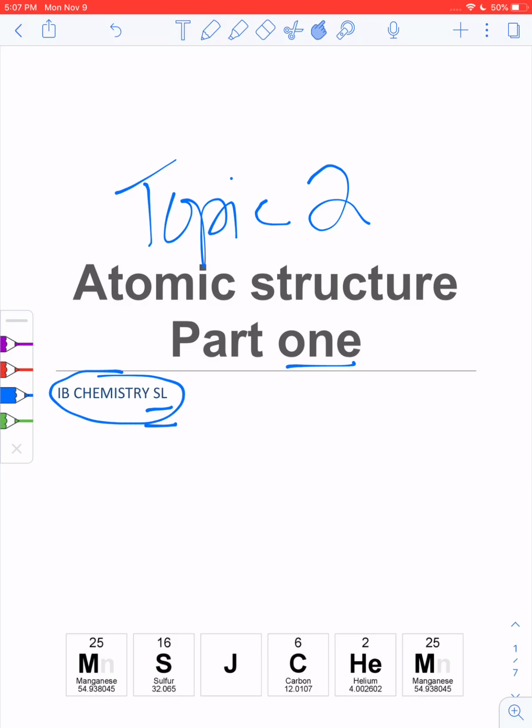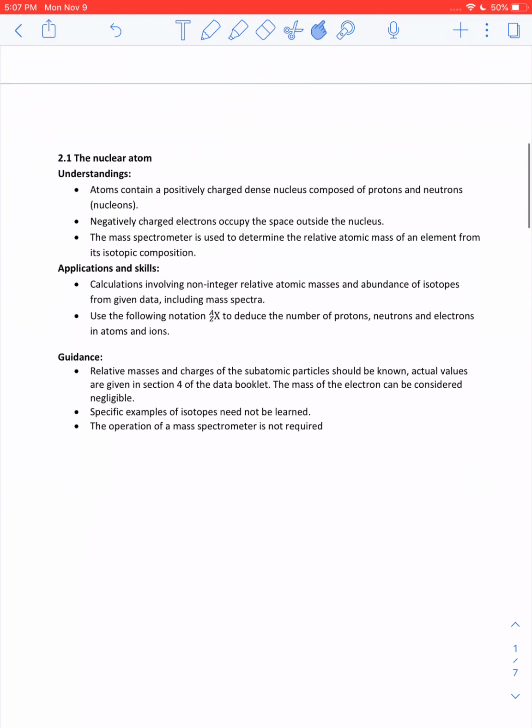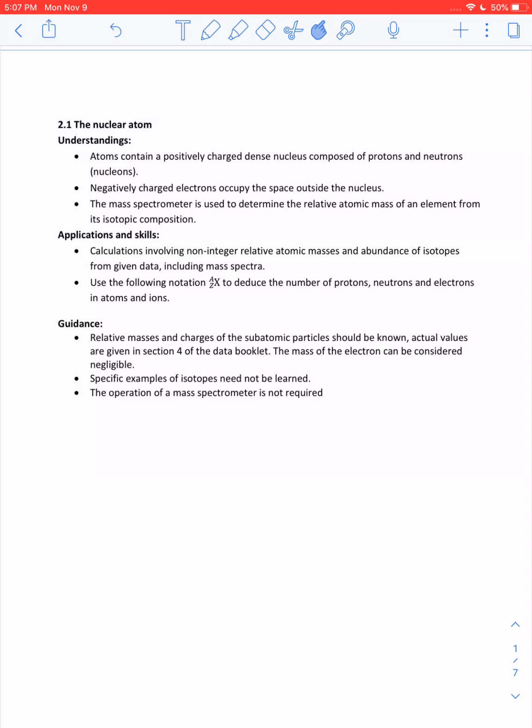So part 1, we start off today focusing on 2.1. And we're going to do part of this today, not all of it. So 2.1 has to do with the nuclear atom. So we're talking about basic atomic structure. So where are the protons, neutrons, and electrons? What are their masses? What are their charges? How is the atom composed of them? And how does that all go together?